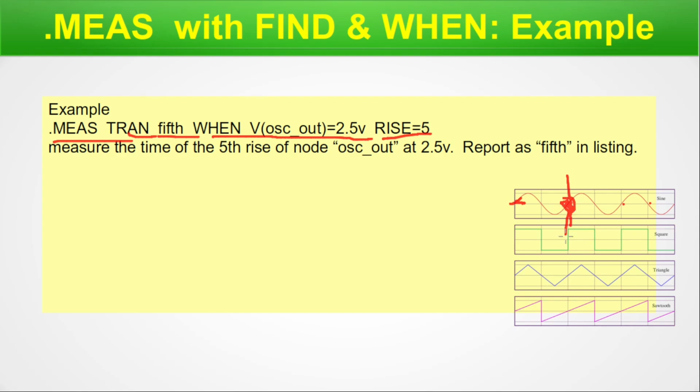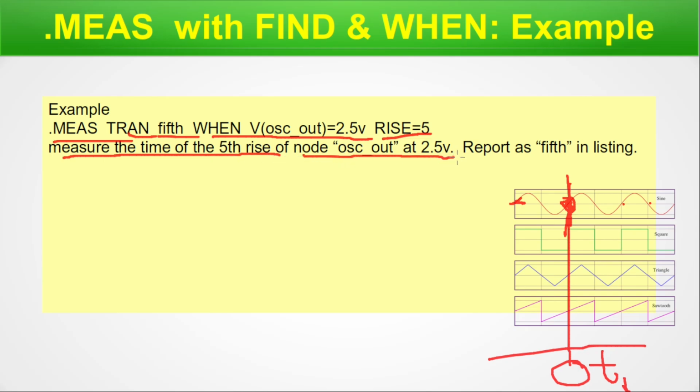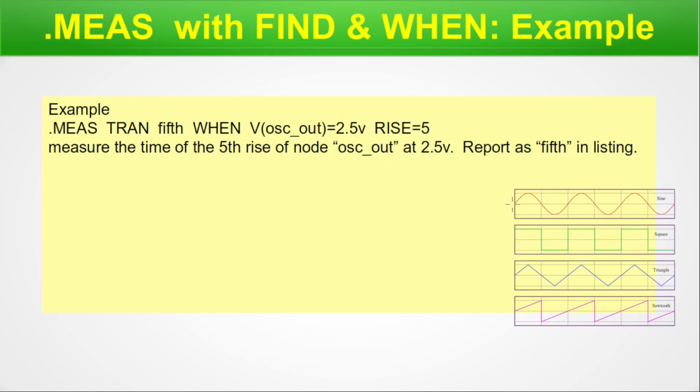So 2.5 means this. And when means at what time point? So we are getting the absolute x-axis time point. That is t equal to t1 when we have this rise 5. Dot measure time of the fifth rise of the node oscillating out at 2.5 volt, report as the fifth listing. So that is the fifth rise time. First rise, second rise, third rise. So this way the rise and falls are measured. This is the first fall, second fall, third fall. So this way first, second, third are measured.